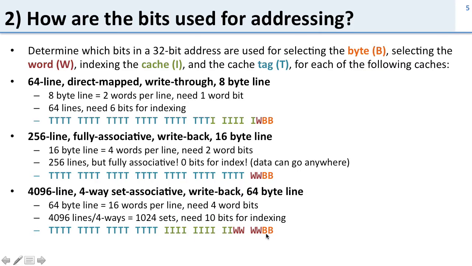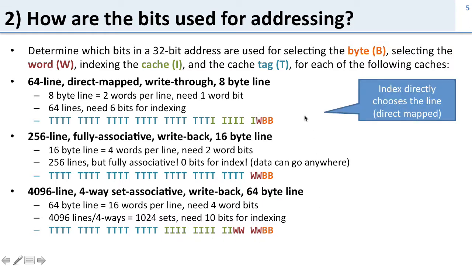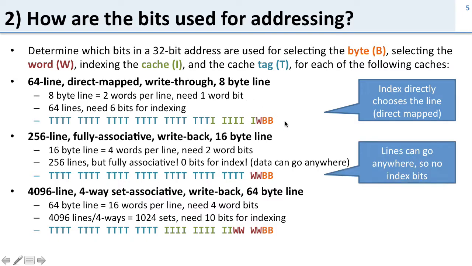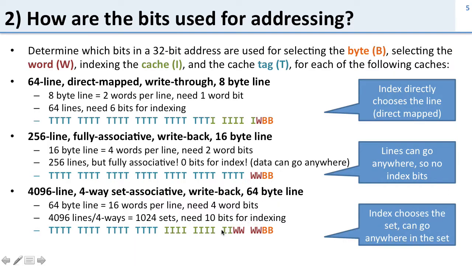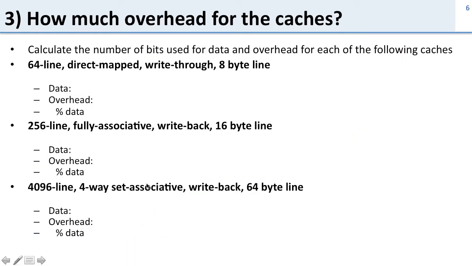So this gives us 2 bits for the byte, 4 for the word, since we have 16 to choose from, and then we have 1024 sets, so we need 10 bits to choose one of those sets. Okay. So in the direct map, we choose the index directly, so we need a lot of index bits to choose exactly the index. In the fully associative one, lines can go anywhere, so we have no index bits. And in the set associative, we have some index bits, but not as many as we have lines, because within each set the 4 lines are chosen by the cache itself, so they can be anything. So how much overhead do we have for the caches?